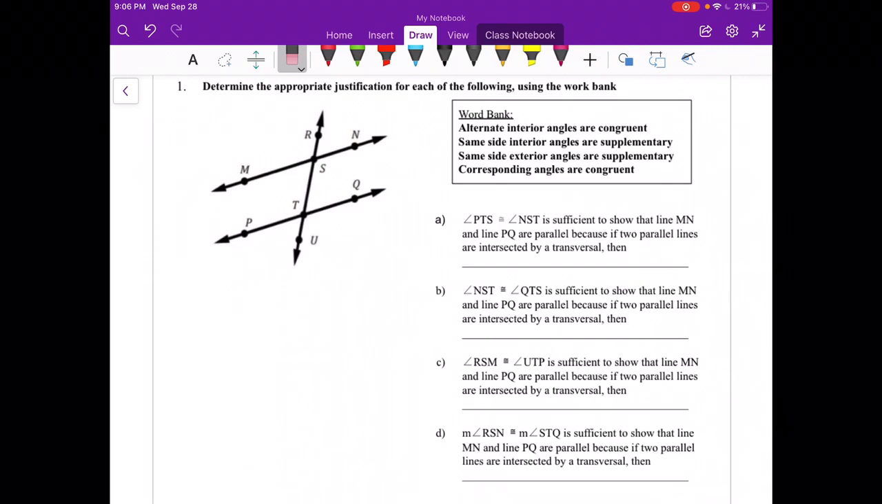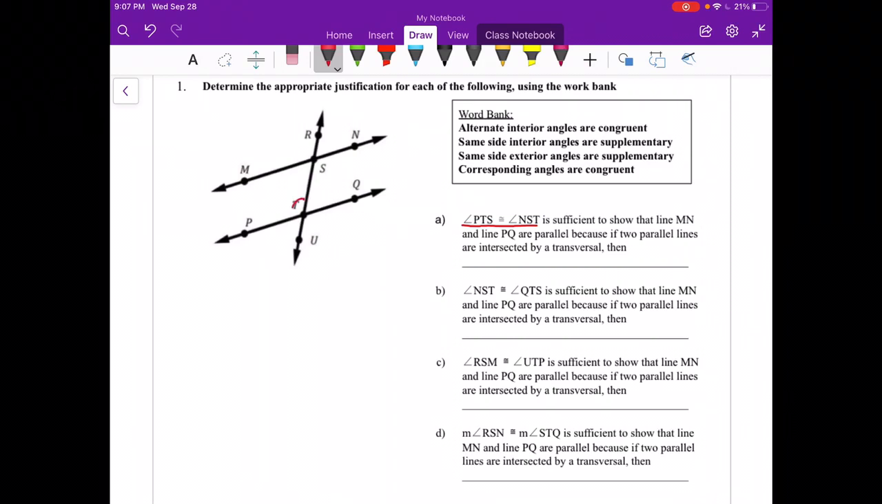Now, question number 1 of this test review asked to determine the appropriate justification for each of the following statements. Basically, we're going to determine if the two angles that were given are sufficient to show that these two lines, MN and PQ in our diagram, are parallel, and we're going to determine what type of relationship those two angles have to each other. So let's first look at part A. In part A, they ask us to find PTS and NST.